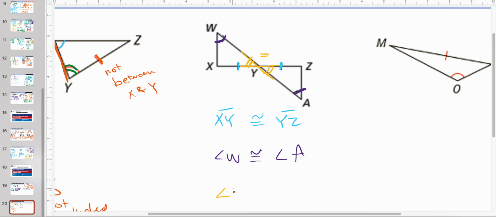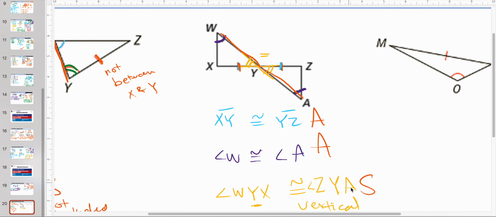So angle WYX, which is angle Y but from this side, is congruent to angle ZYA, which is basically this angle. Why? Because they are vertical. So that's the third angle. Now let's see which rule it is following. So we have two angles and the side is where? Is it between the two angles? Is it between them? No, it's outside. Is it between them? No, it's outside. Therefore, it follows angle, angle, side, not included.